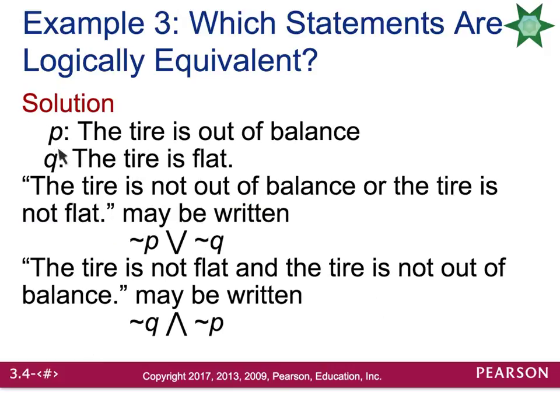Remember this is our simple statement again: P, the tire is out of balance, and Q, the tire is flat. B is the tire is not out of balance or the tire is not flat. The tire is not out of balance would be negation P. The tire is not flat would be negation Q, and we're saying or in between. So that would be our B statement, translated. Then C would be the tire is not flat, negation Q, and the tire is not out of balance, and negation P. So this is C.